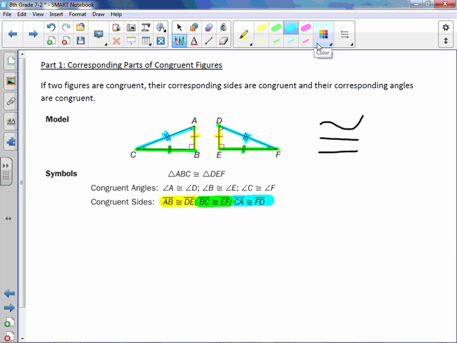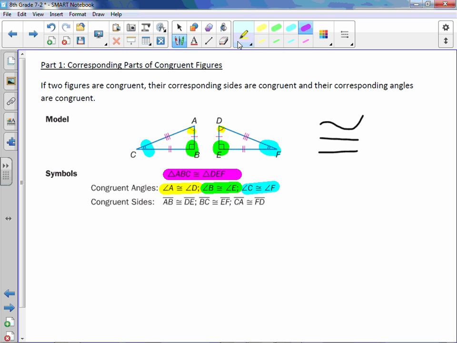Also, their angles are congruent. So angle A is congruent to angle D. Angle B is a right angle as well as angle E, so those two are congruent. And angle C has two arcs there. Angle F has two arcs, so angle C is congruent to angle F. Because all of these corresponding parts are congruent, I can then say that the triangles are congruent.